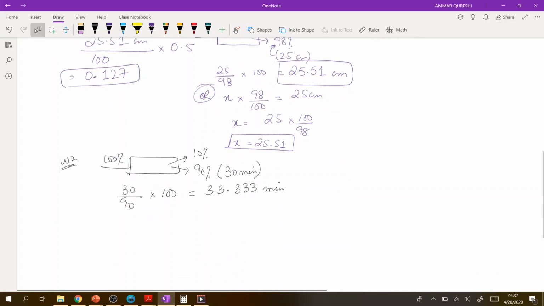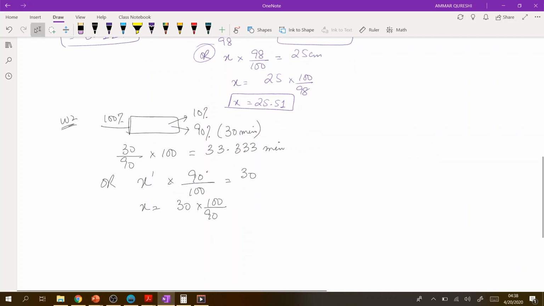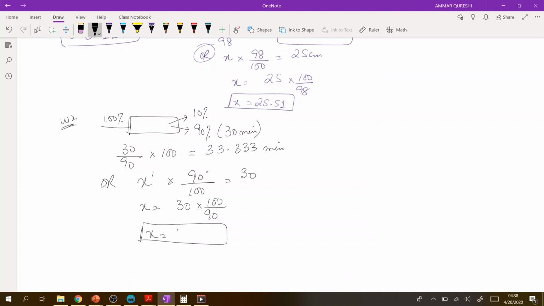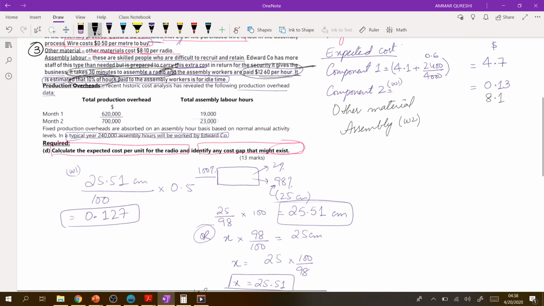Or, I don't know how much I should input, but whatever I input, its 90% should be equal to 30. So x will be equal to 30 multiplied by 100 over 90. x will be equal to 30 multiplied by 100 divided by 90, that's 33.33. And again, as I said, if your answer is different, then you need to check your answer. So 33.33 minutes are required for the manufacturing of 1 unit of the product.